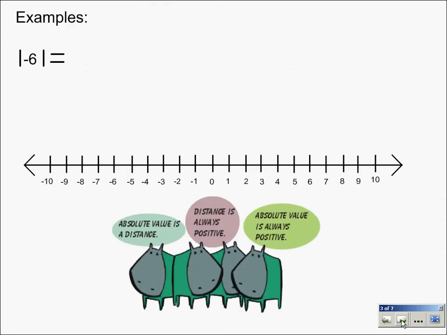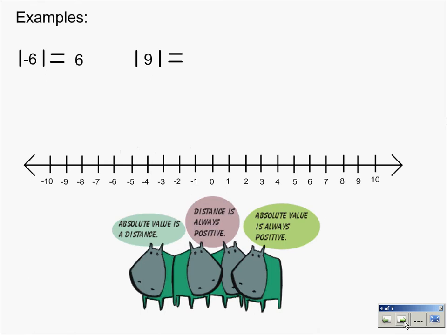Let's look at some examples. The absolute value of negative 6 would be, well, let's look. We're going to count the spaces. 1, 2, 3, 4, 5, 6. Our absolute value of negative 6 would be 6.